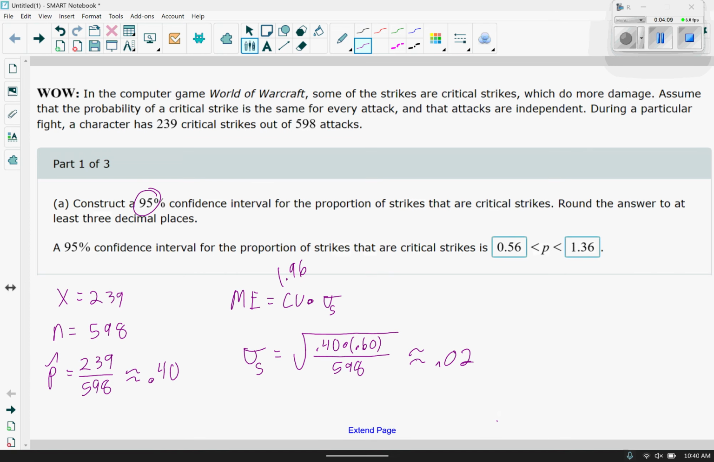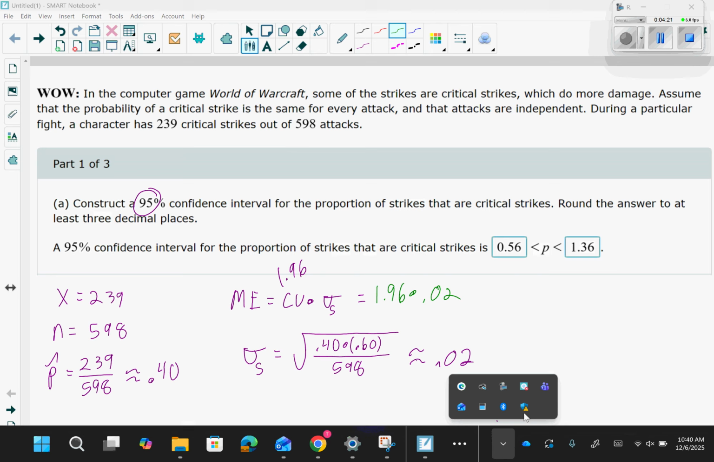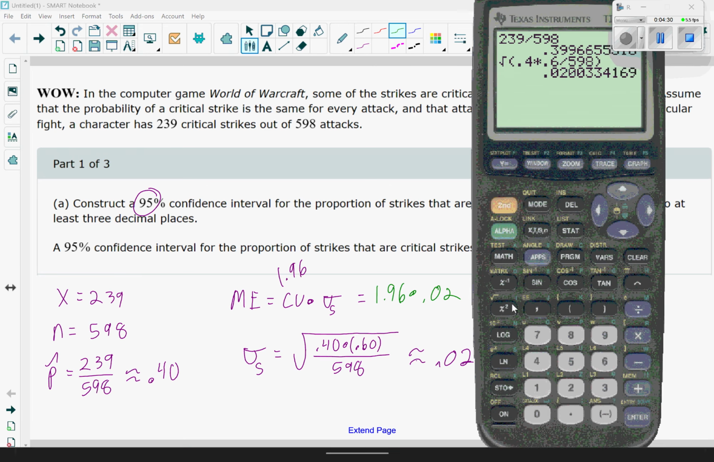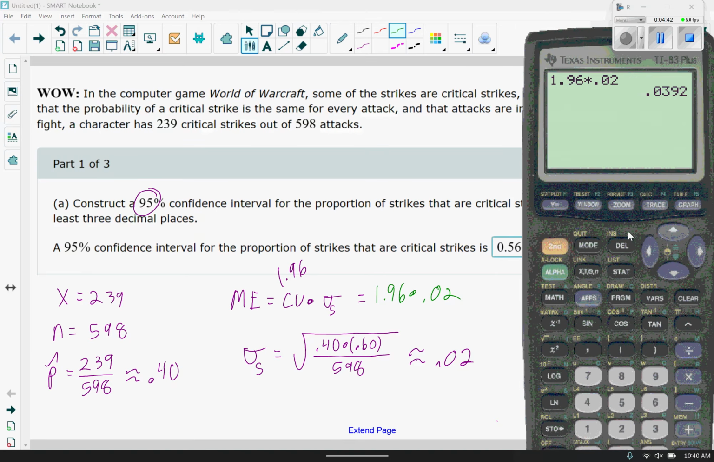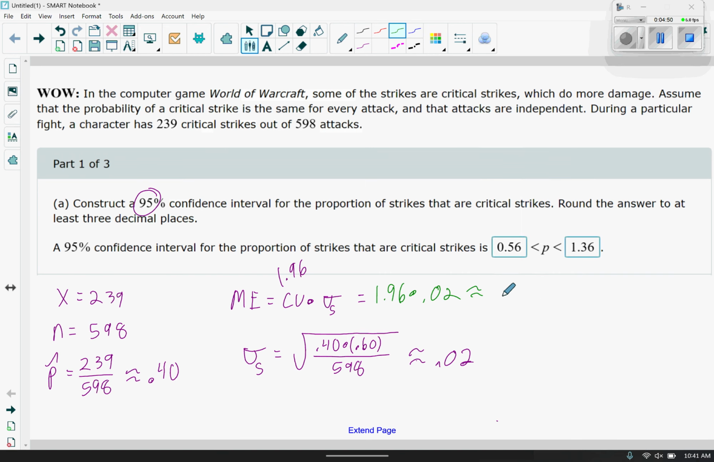Let's go ahead and do that. We're going to do 1.96 times 0.02. Let's do that in the calculator. Afterwards, at the end, I am going to show you how to do this all in the calculator, because there is a way to do it that way also. So 1.96 times 0.02, and we get 0.0392. I think we're probably fine with 0.03. Yeah, I'll just put the whole thing. Or no, it's exact.